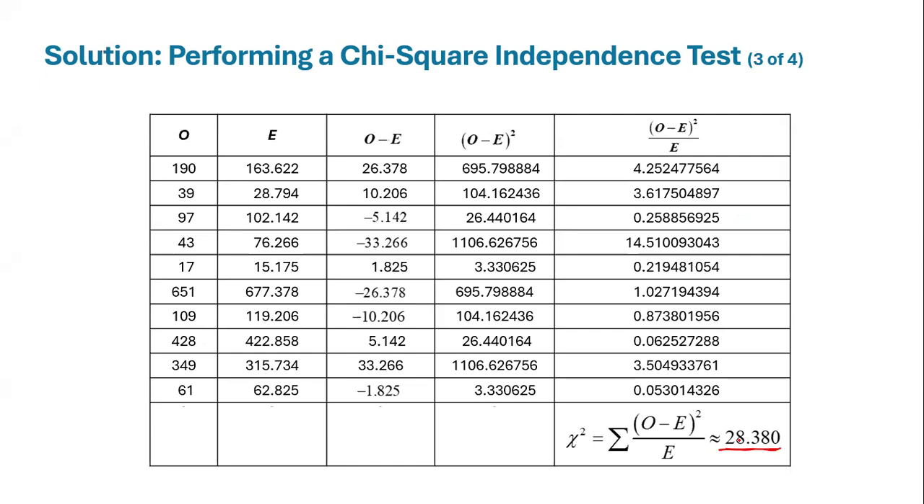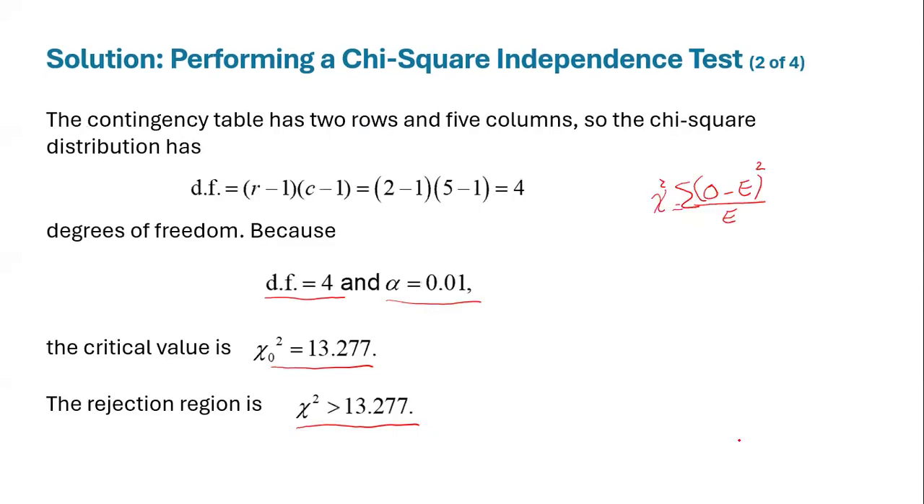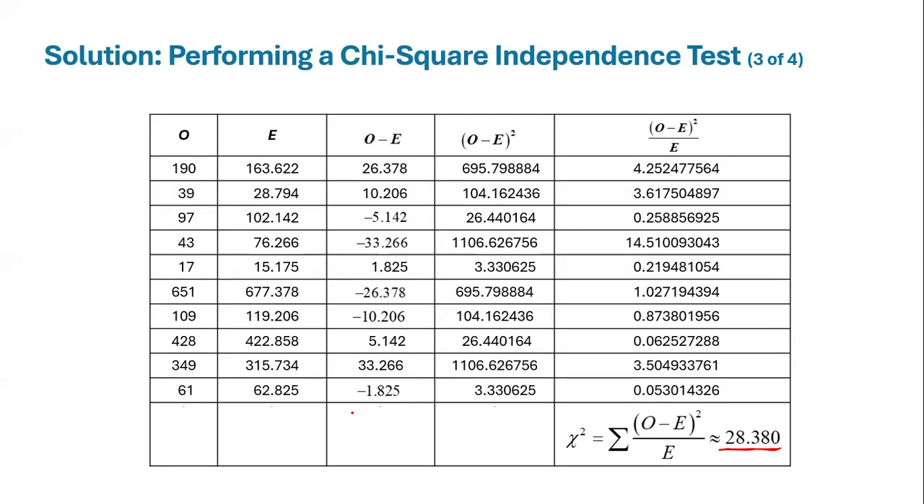Now, to make our decision, we need to know if this number falls in the rejection region or not. So the rejection region means any number that's greater than 13.27. And this number is also greater than 13.27. It means I need to reject the null.